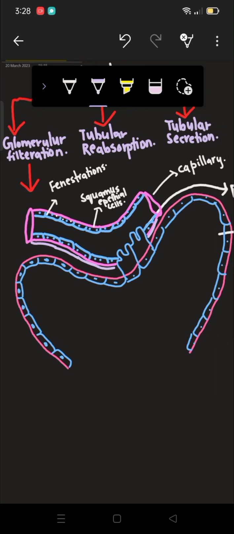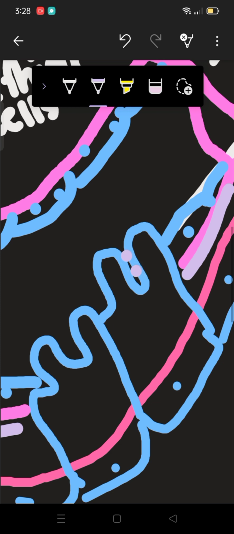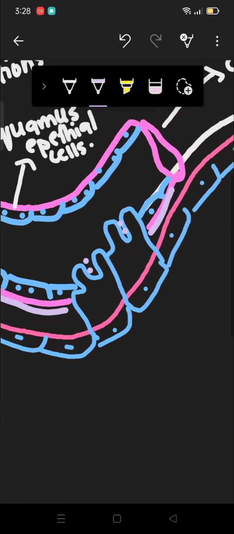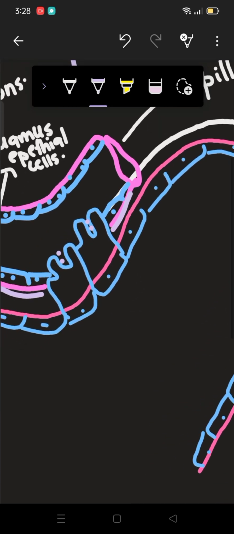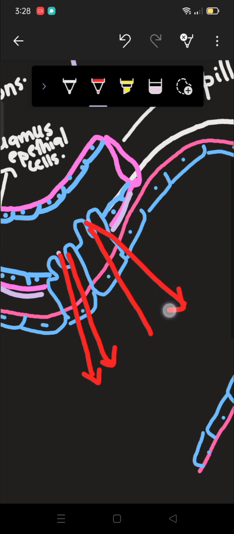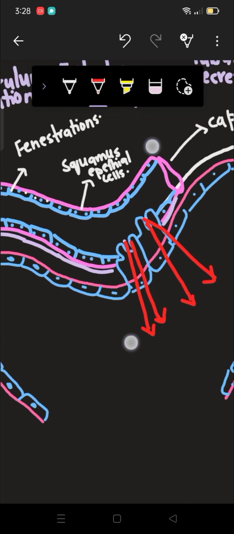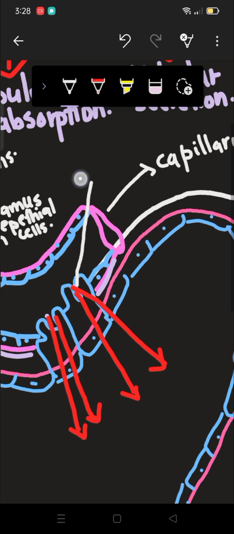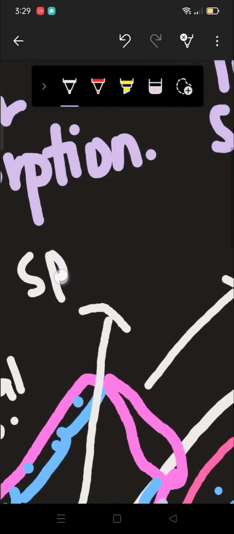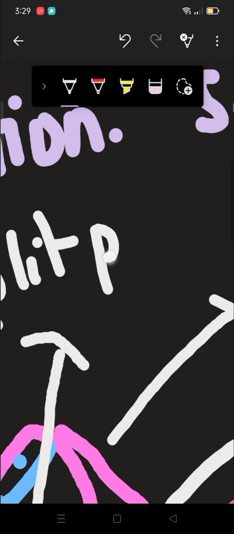Alright, so now we do have a space here too in the podocyte, and that space is known as what? It is known as split pores, by which the filtration will happen and the filtrate will come to the Bowman's capsule. Alright, so let me write it down. It will come here by these. So these spaces are known as what? Split pores. So I'm writing here split pores.